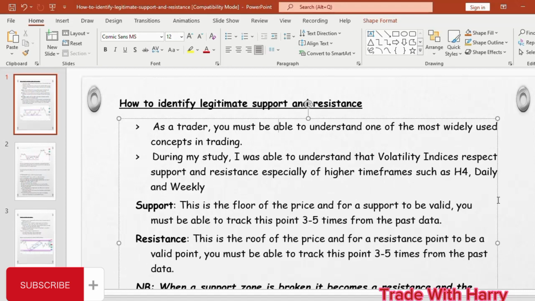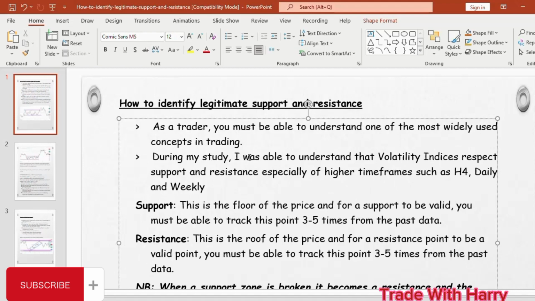So what you want to learn today is how to identify legitimate support and resistance. There are some cases where it is difficult to identify these zones. From my previous tutorial you learned how support and resistance can help you identify a short-term trade, so you can catch a small amount of pips, get profit in a short amount of time, exit the market, and wait for another entry. As a trader, you must understand one of the most widely used concepts in trading, which is support and resistance.